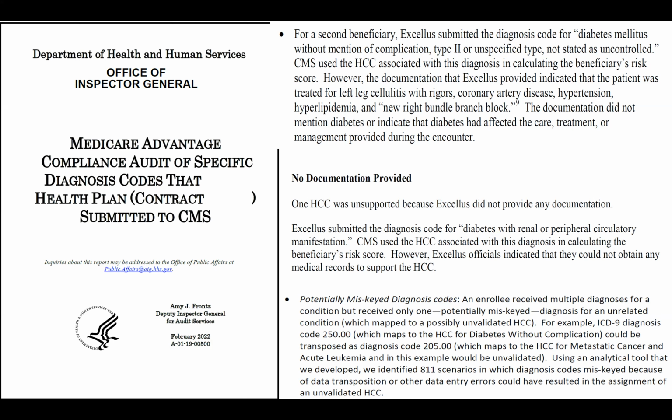And here's another undocumented scenario. One HCC was unsupported because Excellus did not provide any documentation. Excellus submitted a diagnosis code for diabetes with renal or peripheral circulatory manifestation, and used the HCC code associated with this. CMS used that code to calculate the beneficiary's risk score. However, Excellus officials indicated they could not obtain medical records to support the HCC.